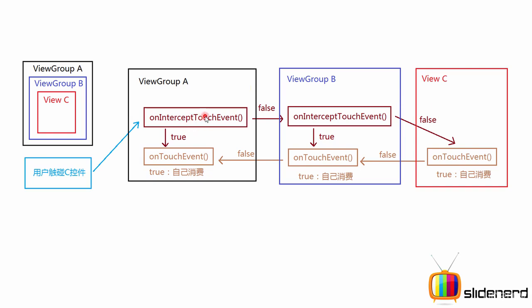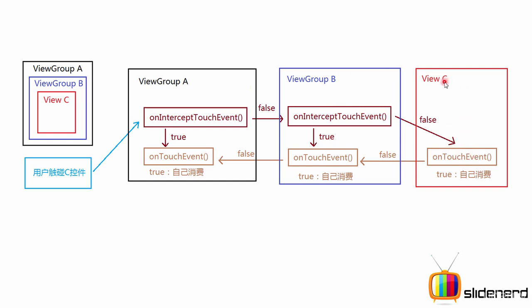But if you return false here, it's going to find all the children for this view group A in the reverse order. Now we have only one child, that is view group B, which is the direct child. So it's going to jump to the onTouchEvent over here. And again, the same thing applies. You return true, process the touch event for the view group and you're done. If you return false, find the children, jump to the children's onTouchEvent.